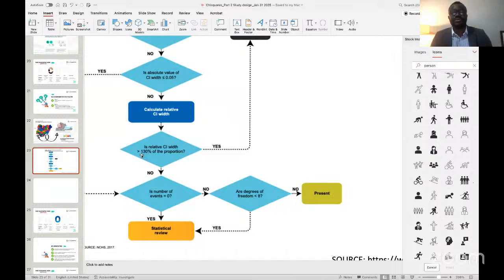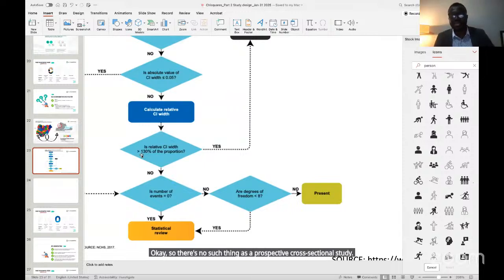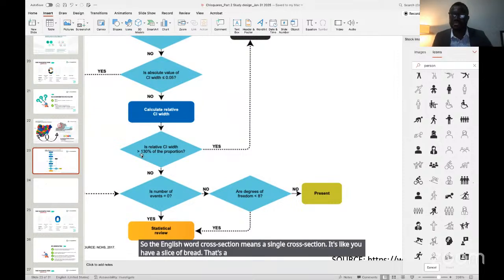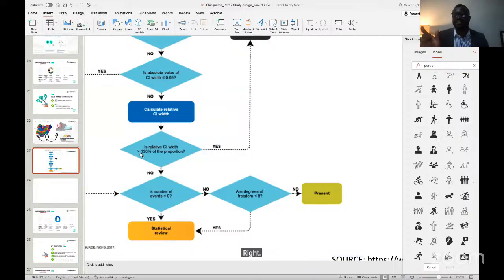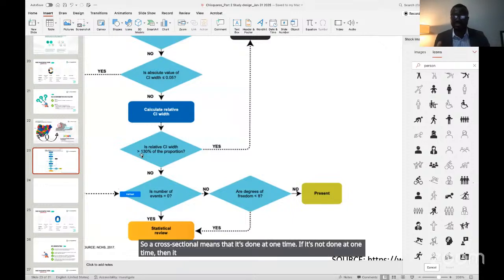Okay, so there's no such thing as a prospective cross-sectional study. The English word cross-section means a single cross-section. It's like you have a slice of bread. That's a cross-section of bread, right? So cross-sectional means that it's done at one time. If it's not done at one time, then it's no longer cross-sectional, right?